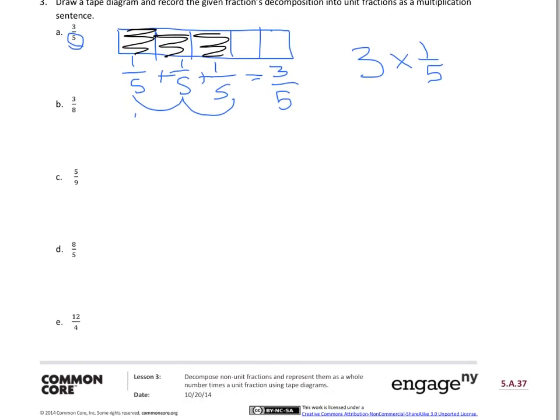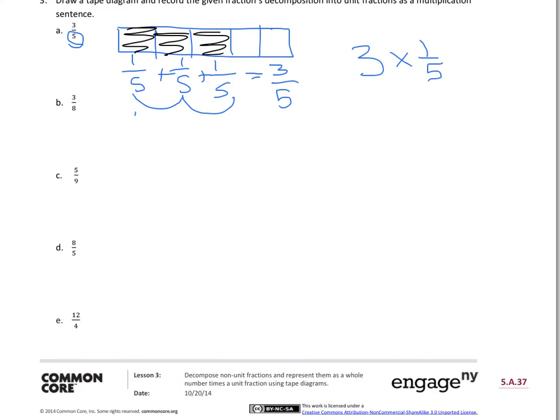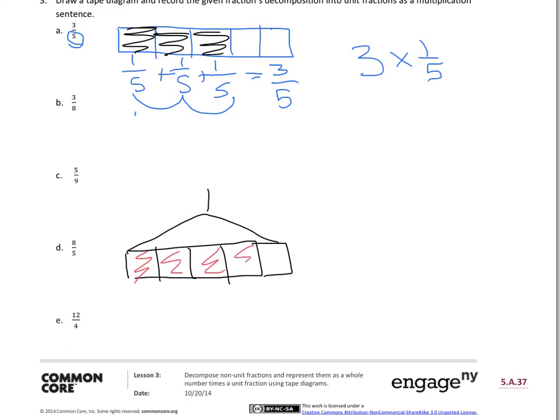When you get down to D and E, remember that you're going to have an improper fraction, meaning that one whole, it's going to be greater than one whole. So if we look at D, we know that one whole has 5. So we do 1, 2, 3, 4, 5. So that's one whole. But we know we're shading 8, so we'd shade 1, 2, 3, 4, 5, and then 3 more.